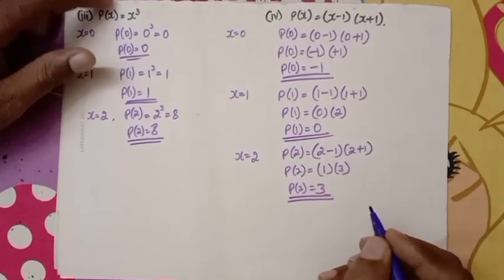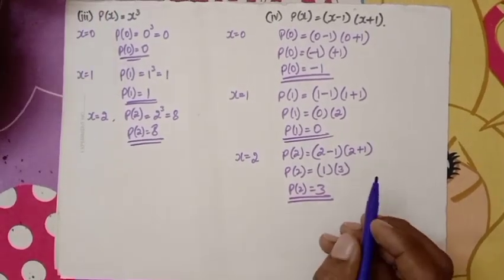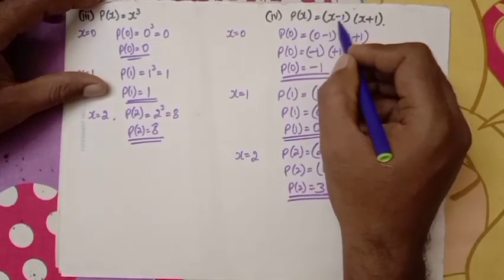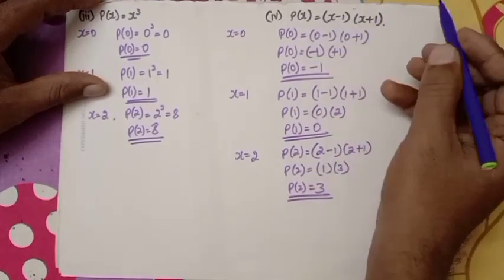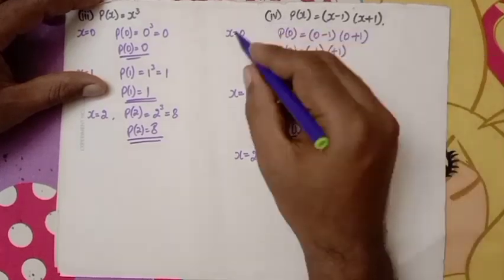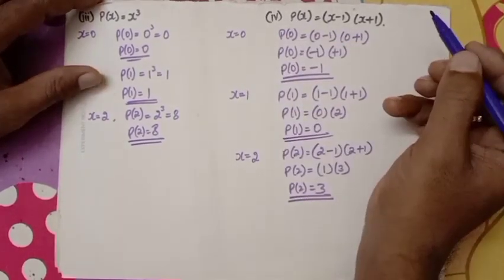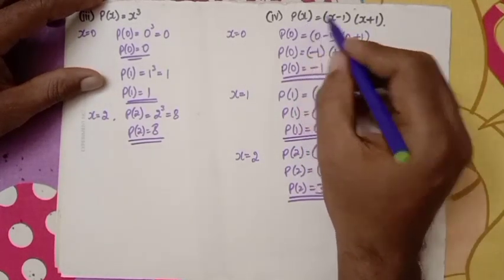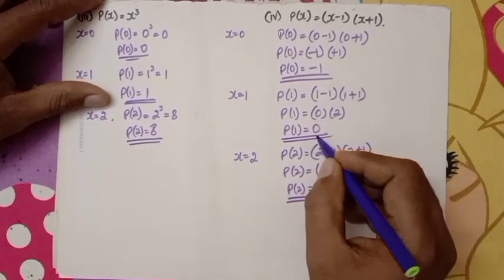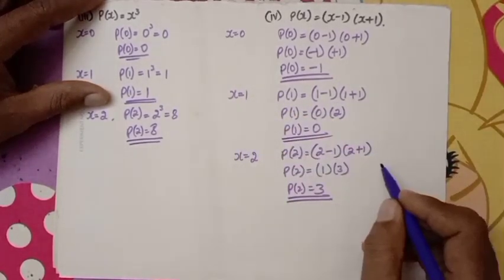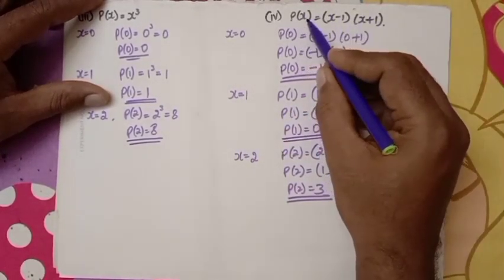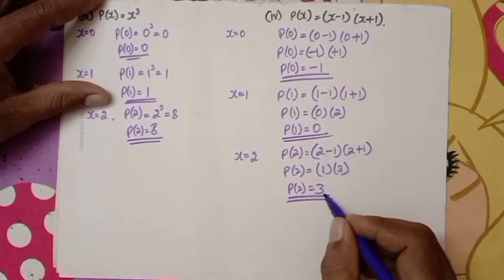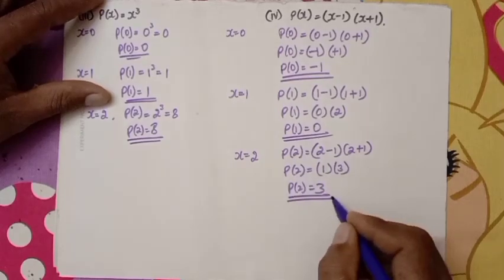So we can conclude that the value of the polynomial p of x is equal to x minus 1 into x plus 1 is minus 1 when x is equal to 0. And the value of the polynomial p of x is 0 when x is equal to 1. Likewise, the value of the polynomial p of x is equal to x minus 1 into x plus 1 is 3 when x is equal to 2.